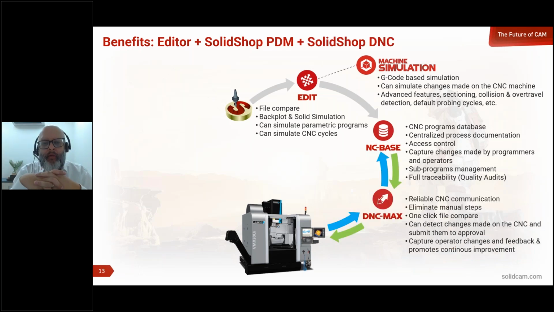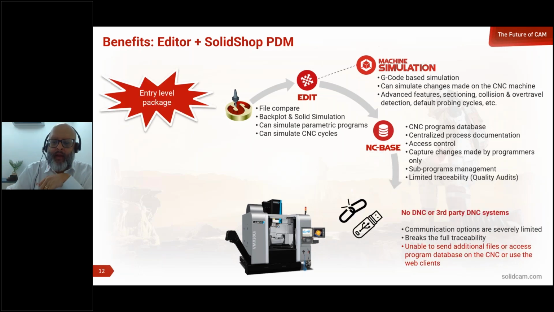Okay, so this is our intermediary package. You can see here that in the previous slide we have USB sticks or a broken link. So this is what the customer would have to do. He would have to download the documents or files that he plans to put on the CNC, put that on a USB stick or some other way, and then put that on the machine.